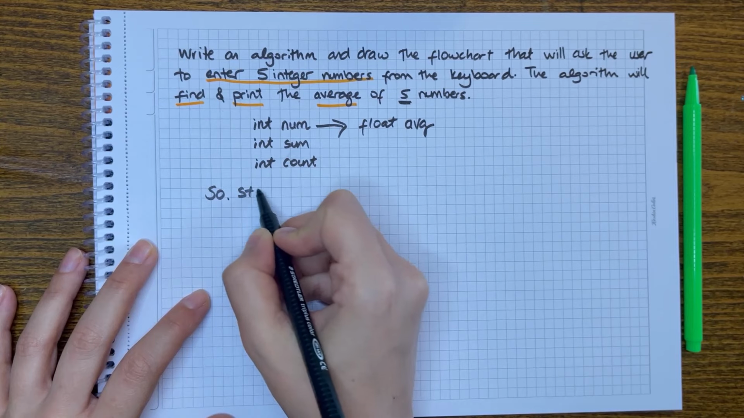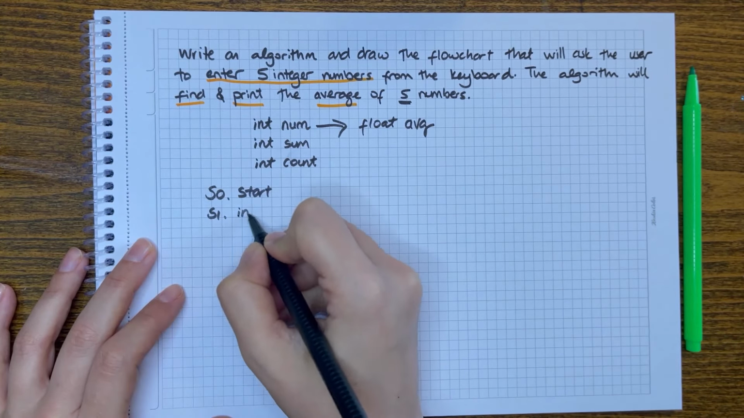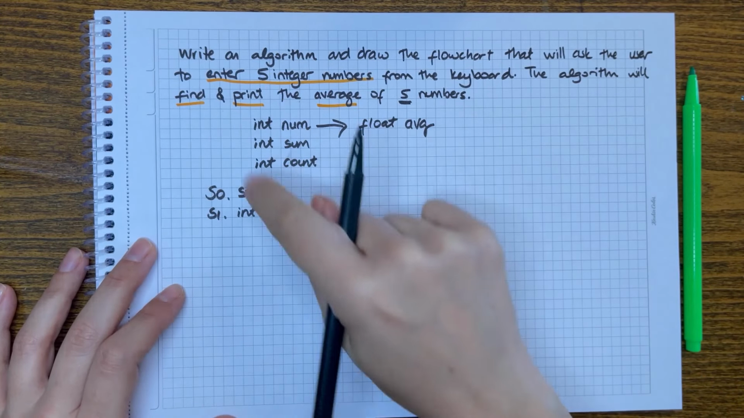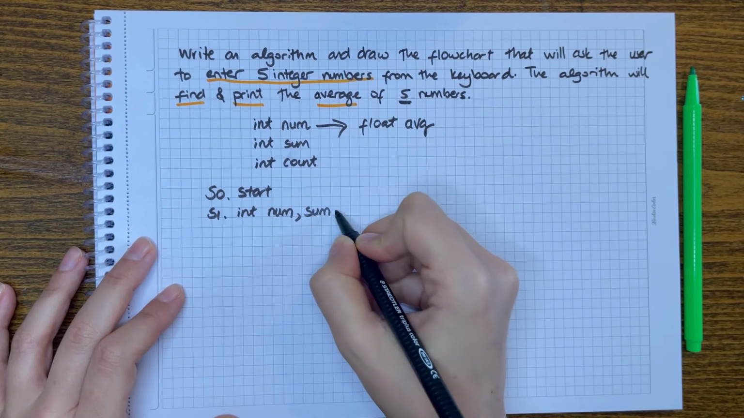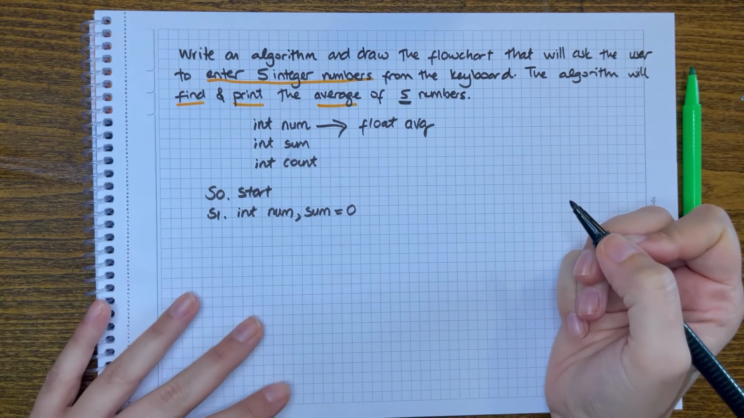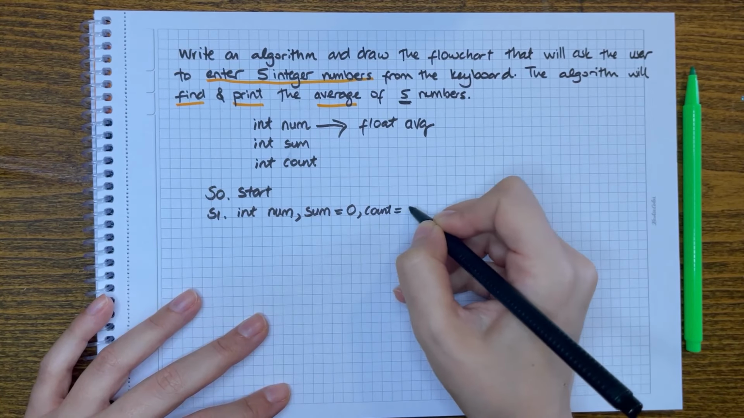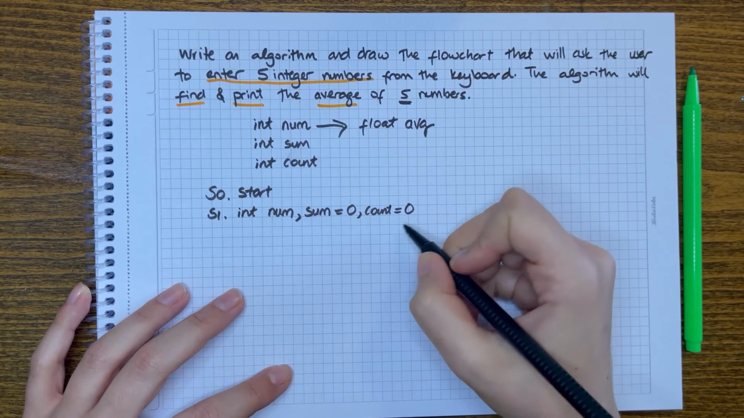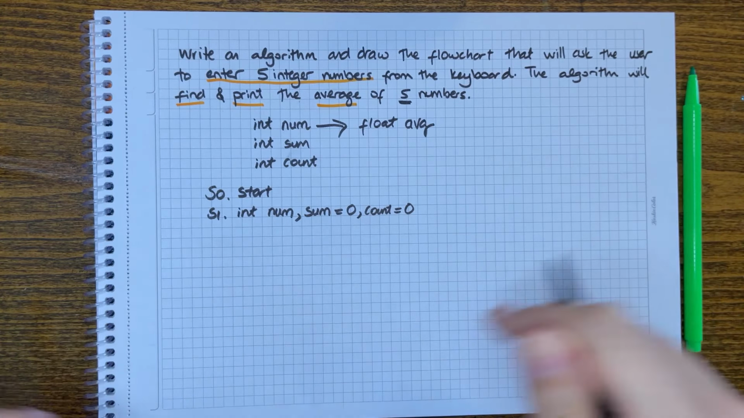Step number 0, start. Step number 1, declare your variables. I have number, just one variable, but 5 numbers will be assigned to that location. I have summation. Initial value of the summation is 0. We need to clear the memory for this one. And the count is again 0, no number is entered at the beginning. Summation is 0, count is 0. We cleared the content of the memory.